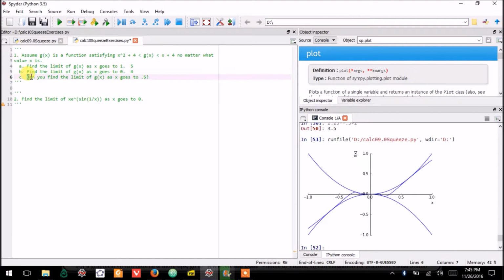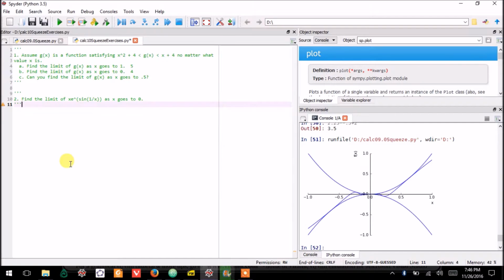Now, you cannot actually use this information to figure out anything about the limit of g of x as x goes to 0.5, because these two do not have the same limit, and so g does not have to be squeezed in between them. Right here, the limit would be 4.25. Here, the limit would be 4.5. And maybe g is somewhere in between. We don't know where g is. So we cannot say what the limit of g is as x goes to 0.5 just with this information.